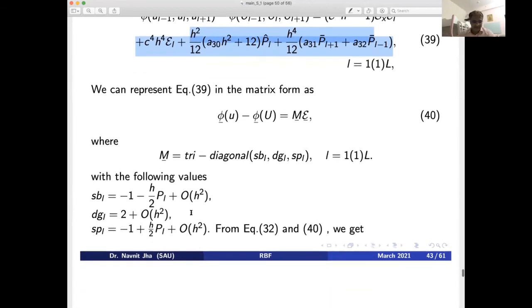In fact, this tridiagonal matrix has so many values, so many higher order terms, but I am interested only in those terms which involve the least power of h, because ultimately in the last I am going to take h going to 0. So here sub L is this, DZL is 2 plus order h square, and sup L is this. In this matrix, M has this character.